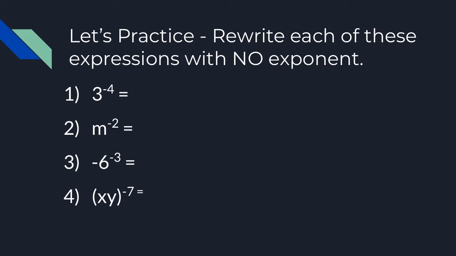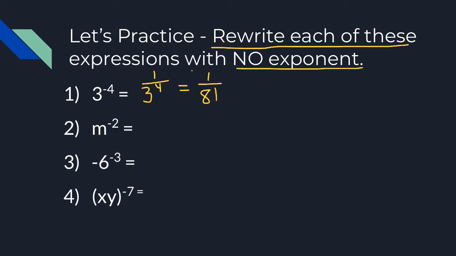All right, let's look at this first one. According to my rule, I'm going to have a placeholder 1 on the top. I'm going to move 3 to the bottom, and instead of a negative 4, it's going to be a positive 4. It says to rewrite each of these with no exponent. I still have an exponent there. So if I simplify that, and I put in my calculator 3 to the 4th power, or I use Desmos, either one, I will get an answer of 1 over 81. I've now rewritten that. I don't have an exponent. That is my answer.